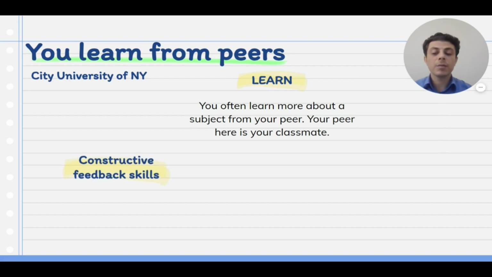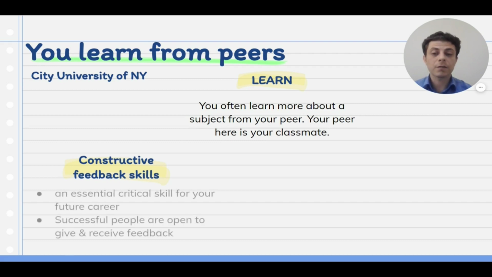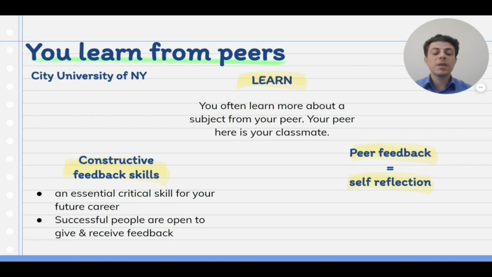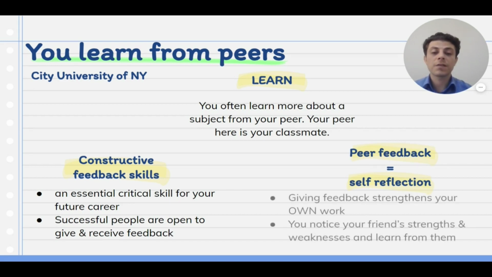At the same time, you'll learn a very essential critical skill that you will need in your future career. You'll learn how to give constructive feedback. And usually successful people are open to giving and receiving feedback. On the other hand, a peer feedback is self-reflection at the same time. When you give feedback, you notice the strengths and weaknesses about your friend's writing, and you learn from these.